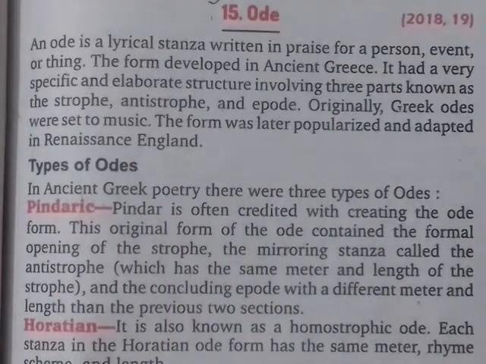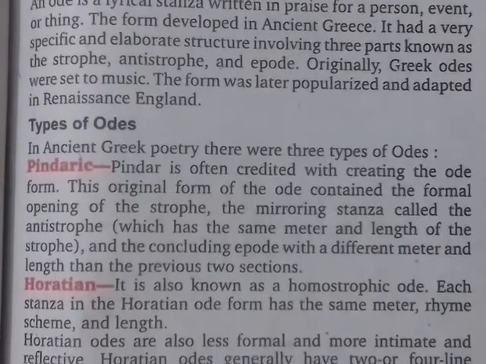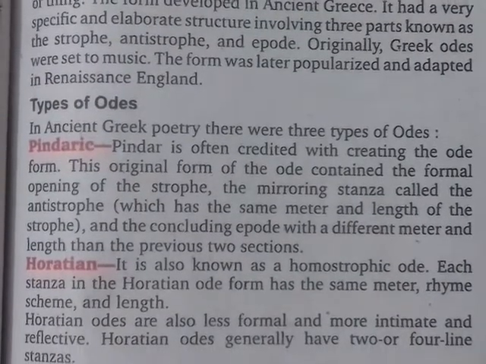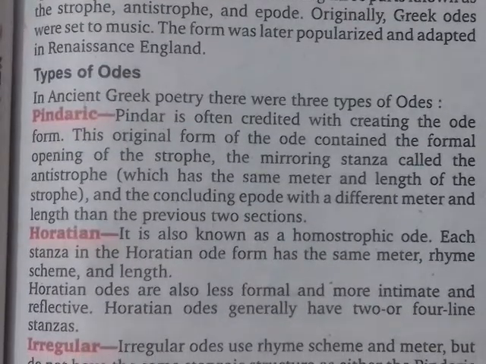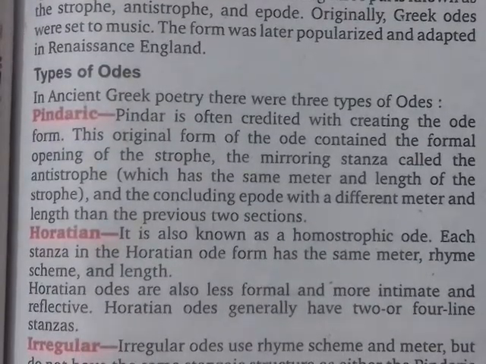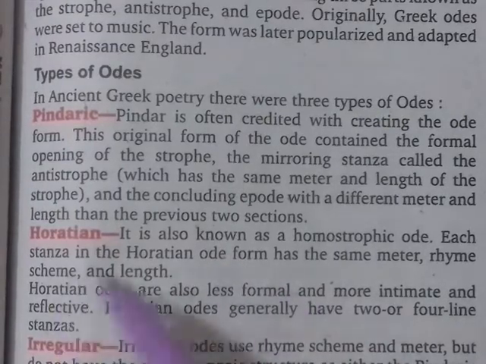There are mainly two types of ode, Pindaric ode and Horatian ode. In ancient Greek poetry, there were three types of ode, Pindaric, Horatian, and irregular.